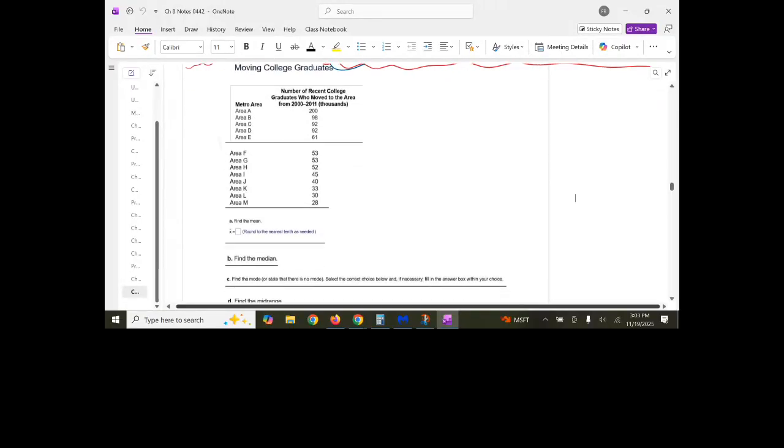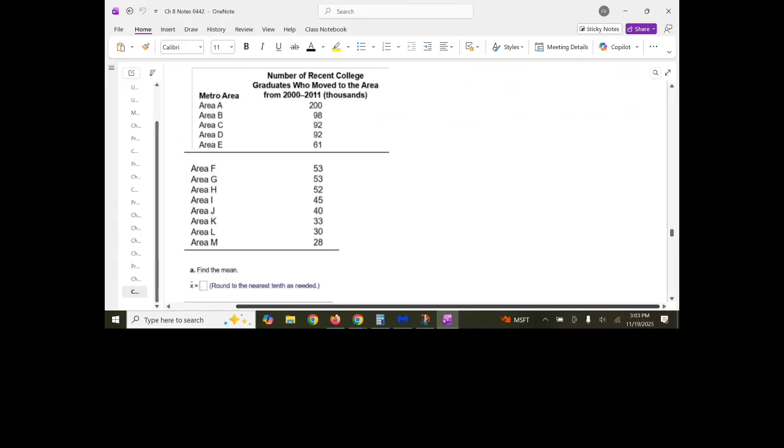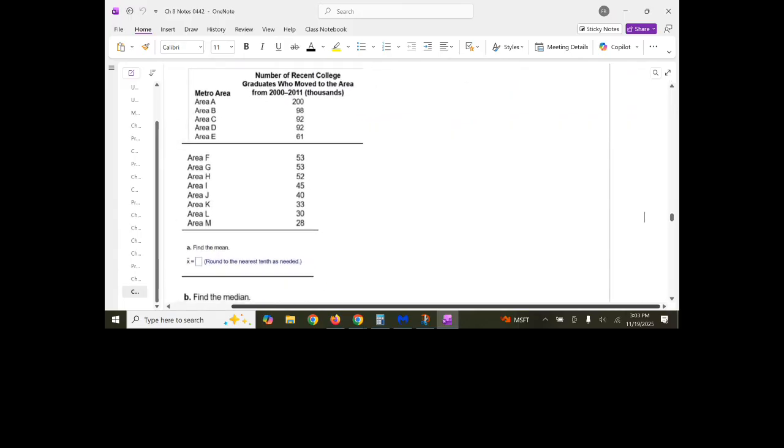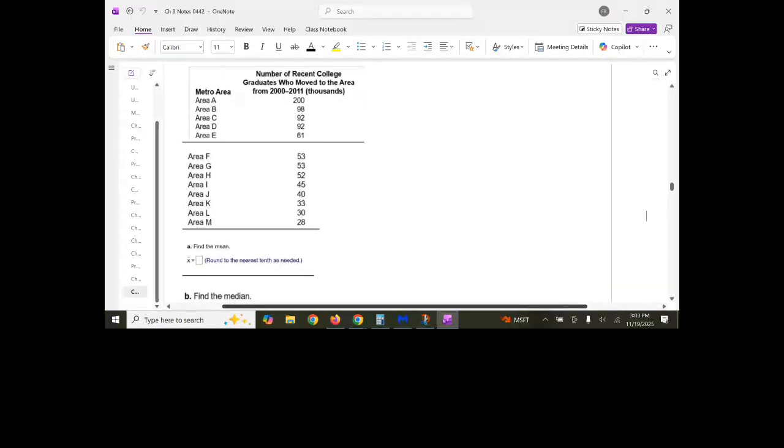So y'all, I'm looking at this problem right here, and they're giving me some information. We have some metro areas, metro area A all the way through M. And this chart is telling us the number of recent college graduates who moved into the area. And this is in thousands, okay?